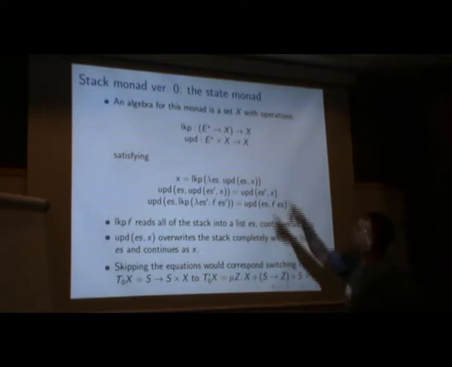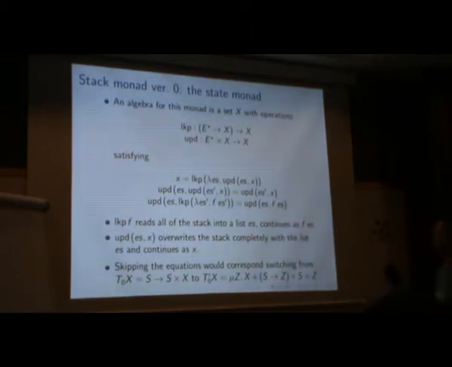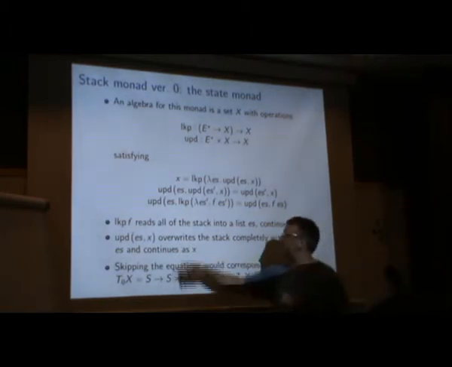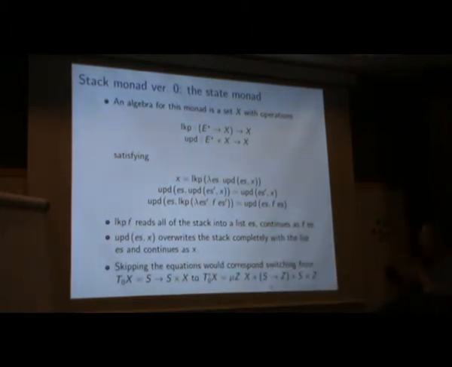And then there's the other one for making new computations, of type E star times F to X. So up of ES and X overwrites the stack completely with a given list ES and continues as X, whatever X was.